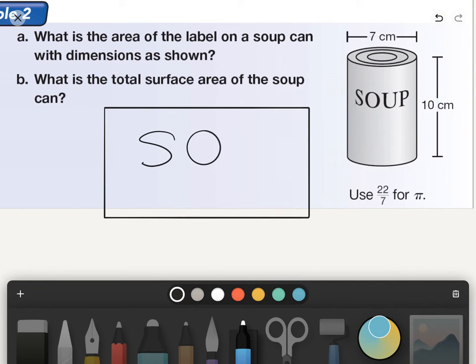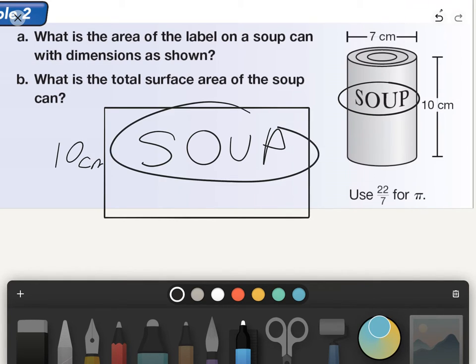You just stretch out the label. Right? If I took the label off, that's what it would look like. The circumference is the length. Yeah, the sticker. Wait, what label? It's just the label. Look, I wrote soup on it, okay? I mean, how am I supposed to be more obvious than that?